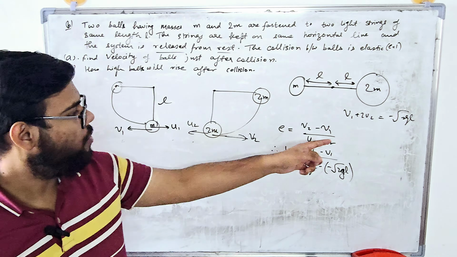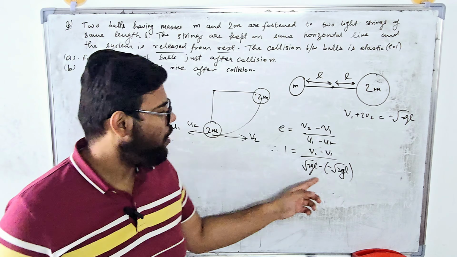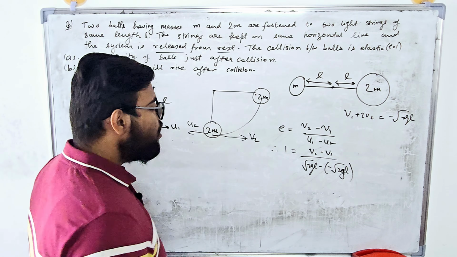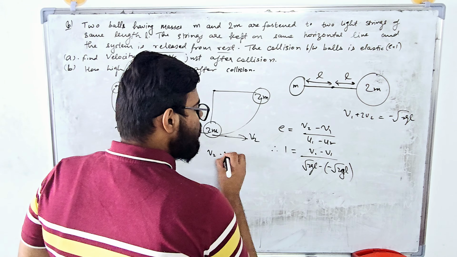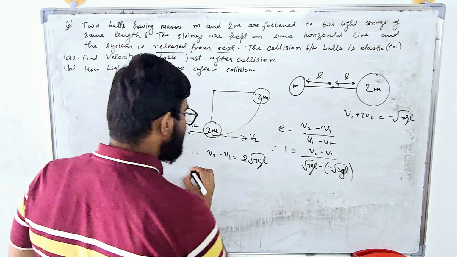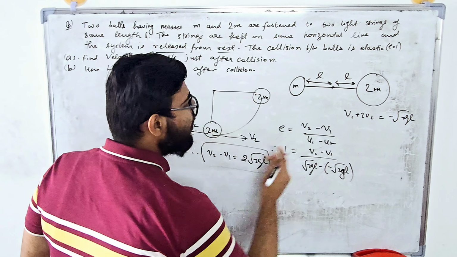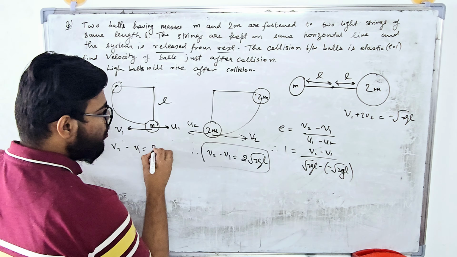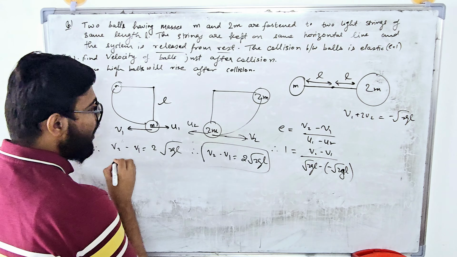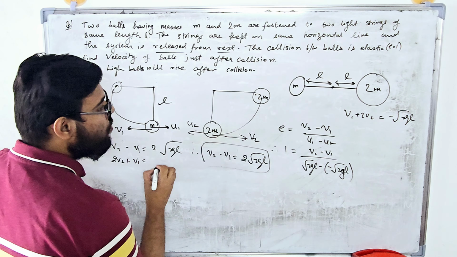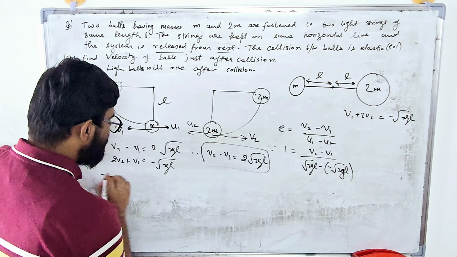Remember, U2 was equal to negative root 2gl because it was in the negative direction, okay? So we have V2 minus V1 is equal to 2 root 2gl, right? So we have this expression and we have this expression, so we can just solve it. We have V2 minus V1 is equal to 2 root 2gl, and we have 2v2 plus v1 is equal to negative root 2gl, so we can just add it.